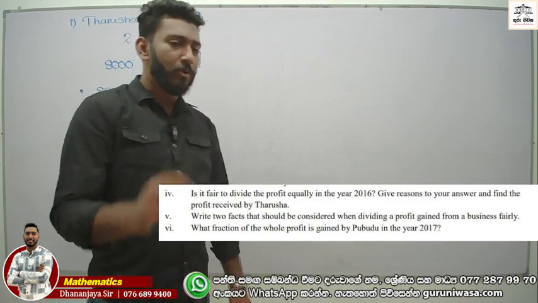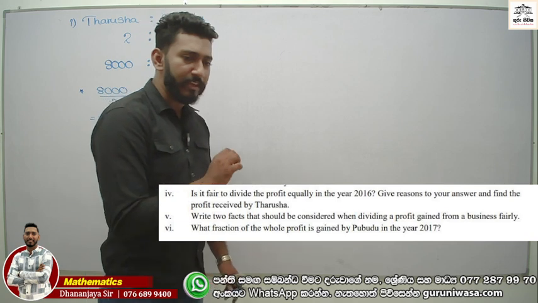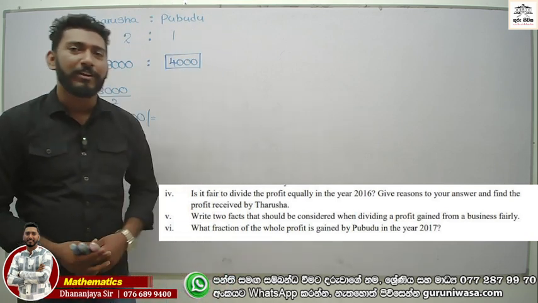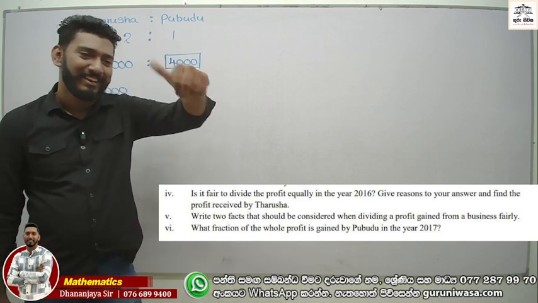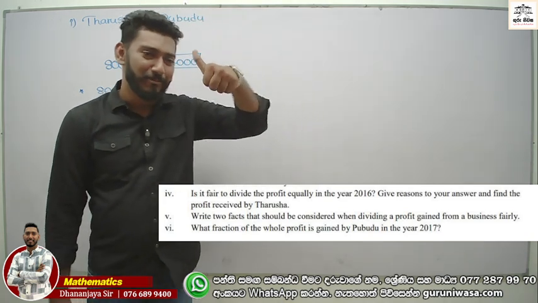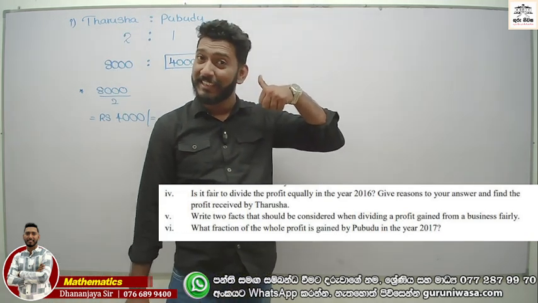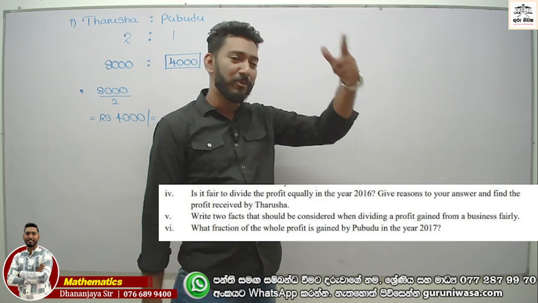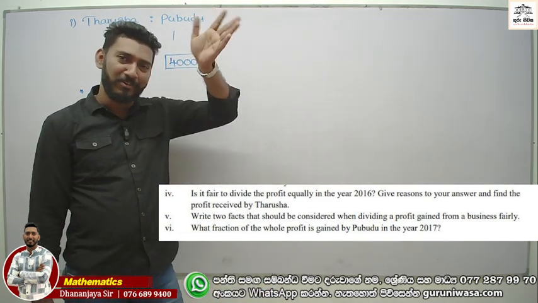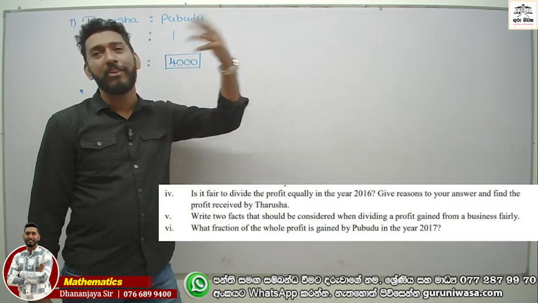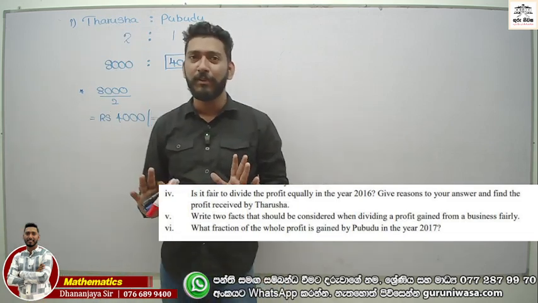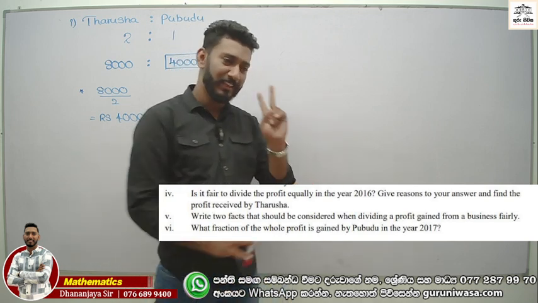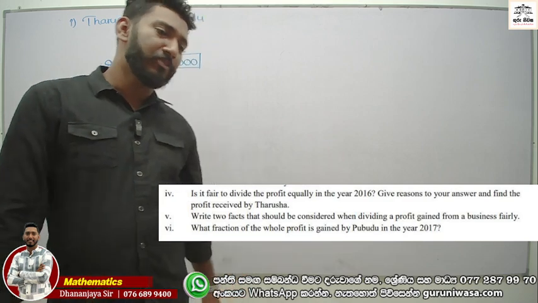Question number 5. Write 2 facts that should be considered when dividing a profit gained from a business fairly. Right. What are the 2 things? Time duration, as well as what is the next thing? Investing amount. Yes, there are 2 things. Invested amount, as well as we have to consider the time duration also, right? There are 2 things. Okay, next question.